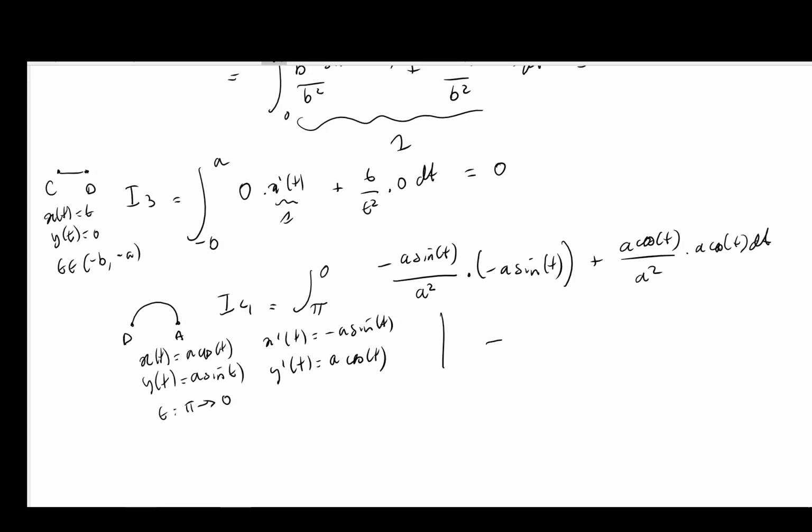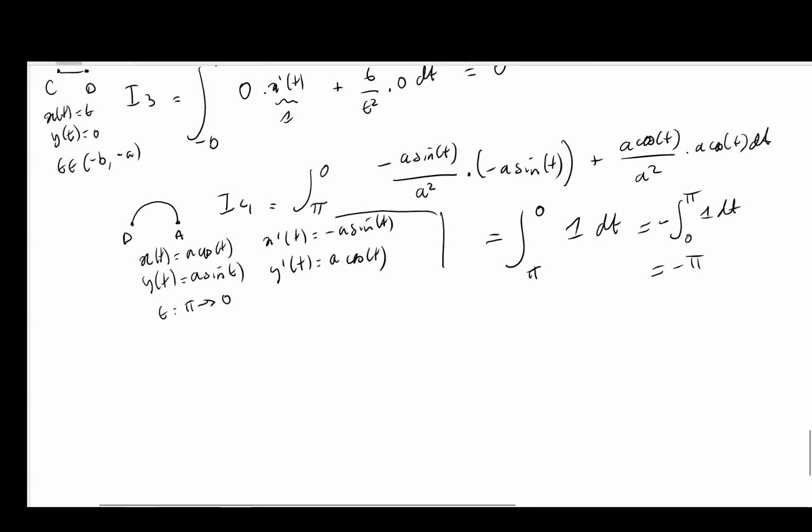And what do we get? That's going to be equal to the integral from pi to 0 of, again, minus a times minus a, that's plus a squared over a squared sine squared. So we get 1. But if you want to calculate that, pay attention to the fact that the bounds go from pi to 0. If you want to flip that back, that's the same thing as minus the integral from 0 to pi of 1 dt, so that's negative pi.